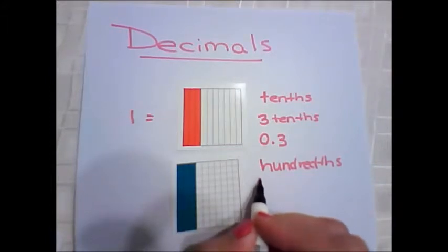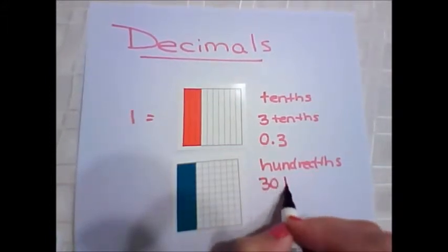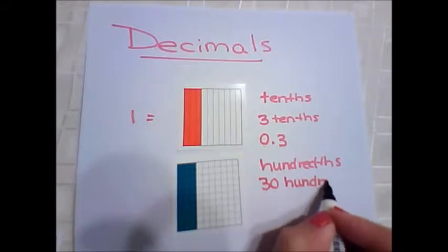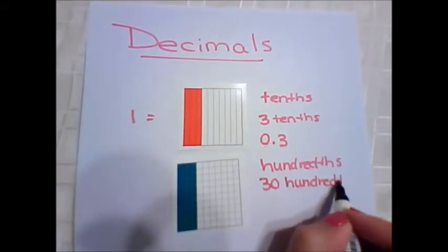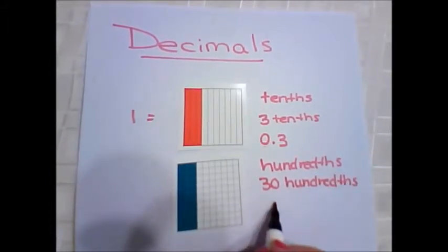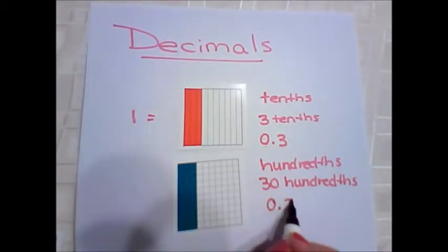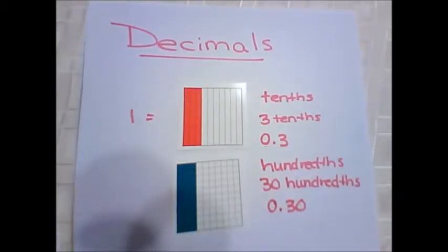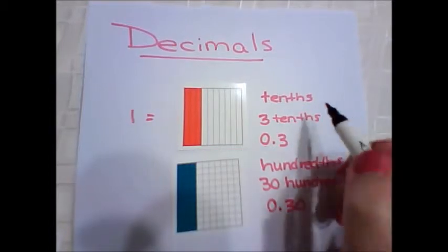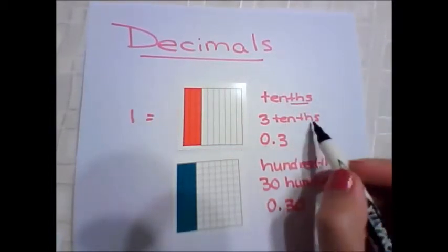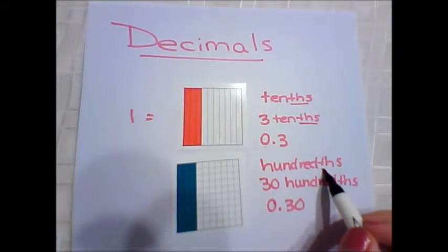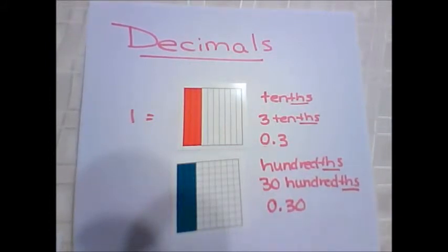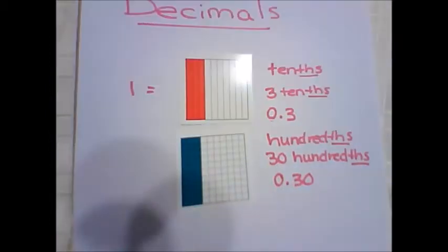We can write this in words as 30 hundredths, or in decimal form, 0.30. Now, it's pretty interesting how the ends of my words are ending in THS. That's that sound that you hear when I'm saying tenths, hundredth.